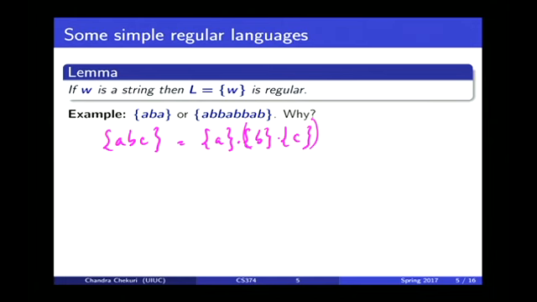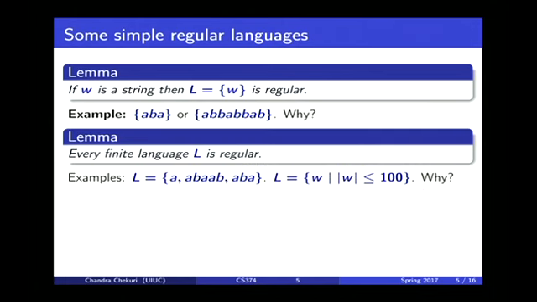Every finite language L is regular. What does it mean, finite language? It has only a fixed, finite number of elements, right? For example, why is this regular? A, B, this three, because it's a finite language, there's only three strings. It's not an infinite set. Why is this regular?